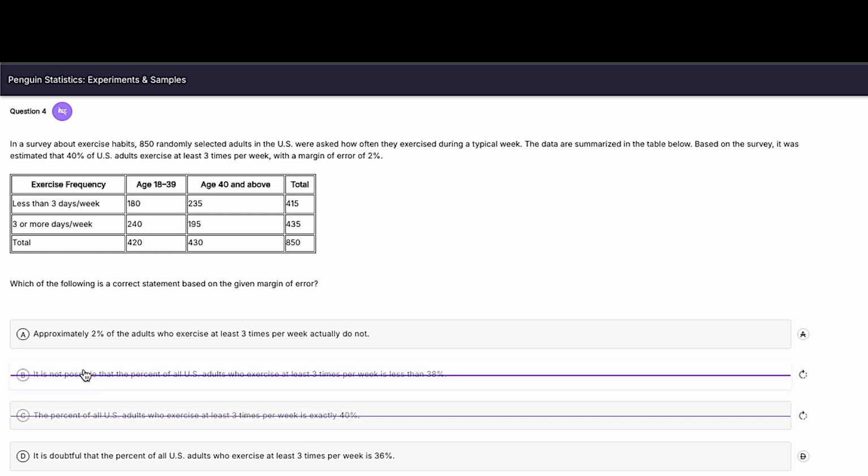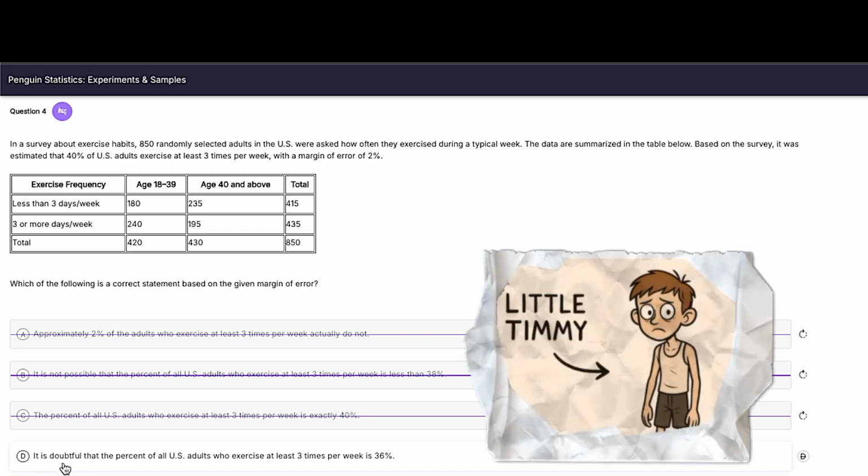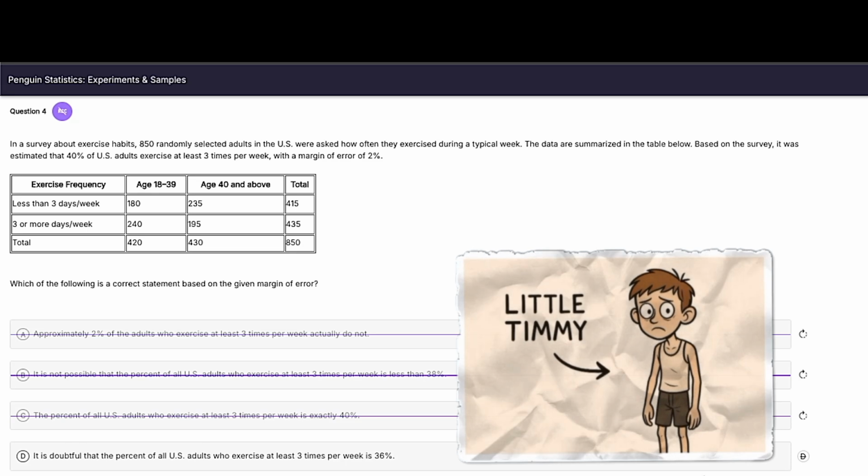And now we've got some nice language, approximately, and it is doubtful. So let's look at these answers. Approximately 2% of the adults who exercise at least 3 times per week actually do not. Okay, so that's a misunderstanding of what margin of error means. So that's not our answer. But then D says, it is doubtful that the percent of US adults who exercise at least 3 times per week is 36%. Now this would make sense because if we estimated 40%, our margin of error would be between 38 and 42%. 36 is below that, so it would be doubtful. And you know, doubtful is that nice, little Timmy language that we're looking for. So that is our answer.